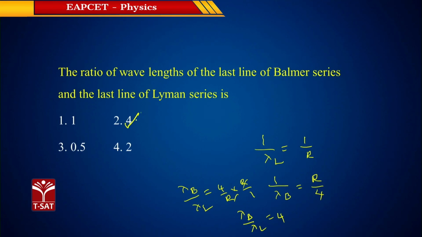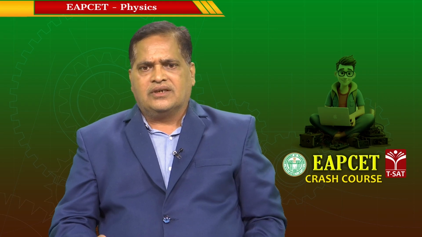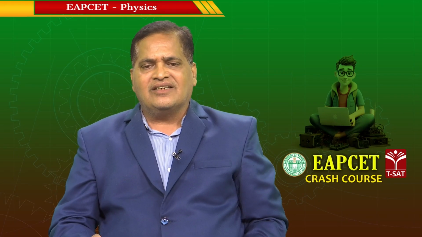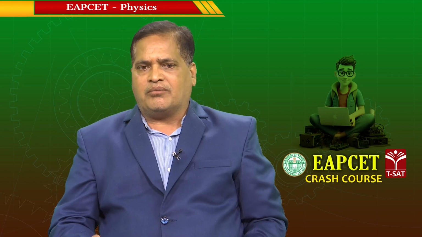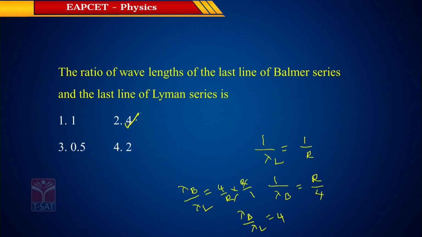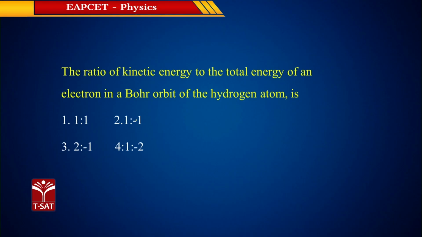The option is the second option. Here lambda L is the wavelength of the Lyman series, equal to 1 by R, and lambda B is the wavelength of the Balmer series, so 1 by lambda B is equal to R by 4. The question asks for lambda B by lambda L, that is 4.